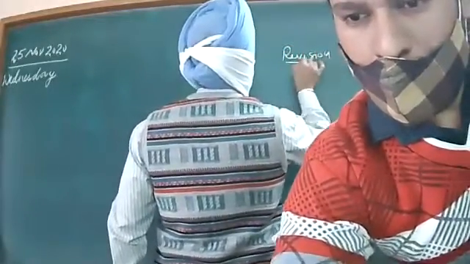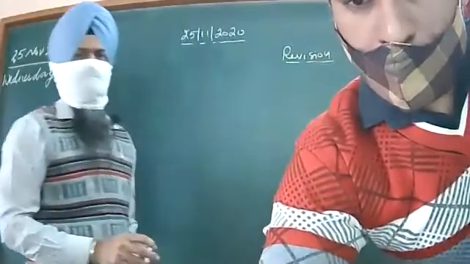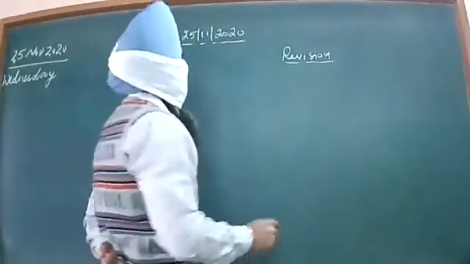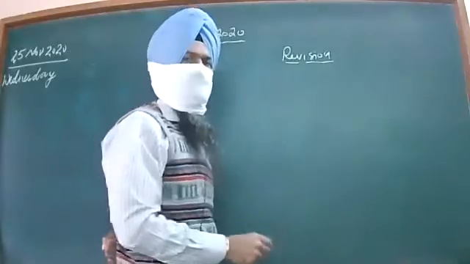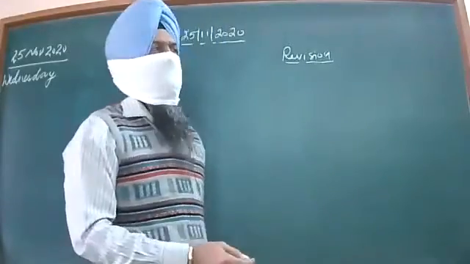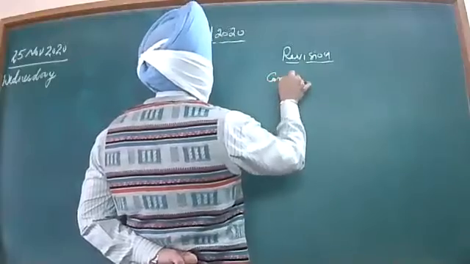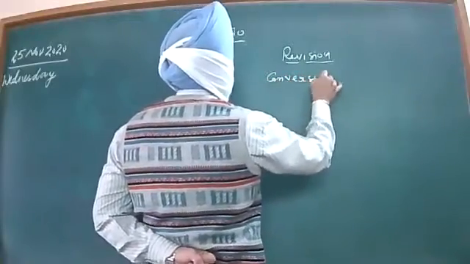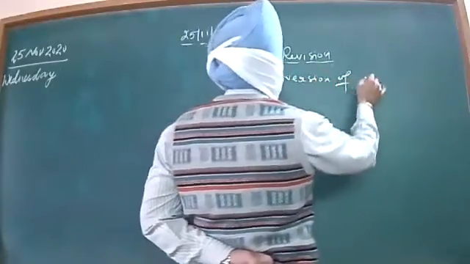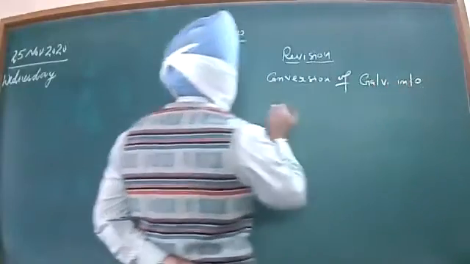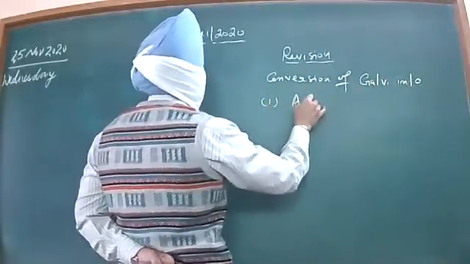So dear children, let us have the moving coil galvanometer and let us convert this moving coil galvanometer into our ammeter and voltmeter. So we were to begin with the conversion of galvanometer into, first we will have ammeter.